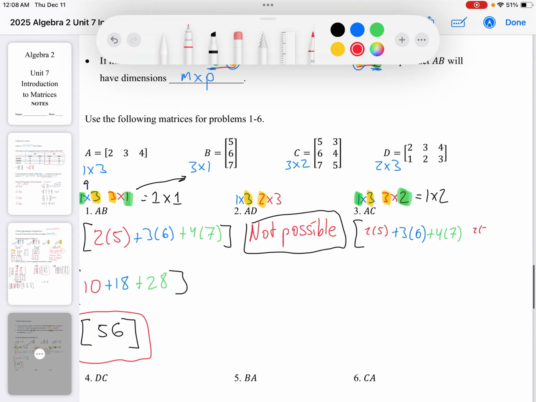2 times 3. And then the 3 from A times the 4 from C. So this would be plus 3 times 4. And then finally the 4 from A times this 5 from C. So this would be plus 4 times 5.